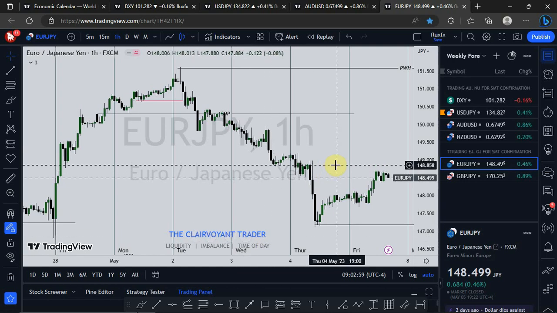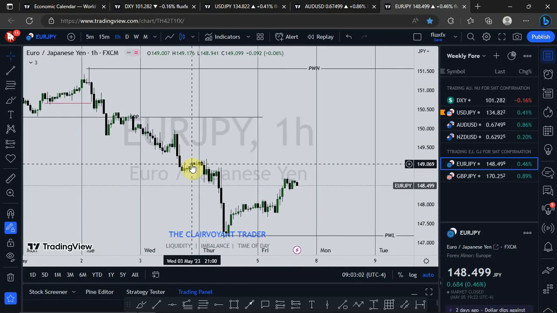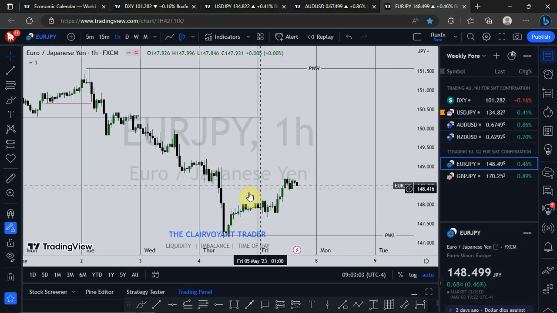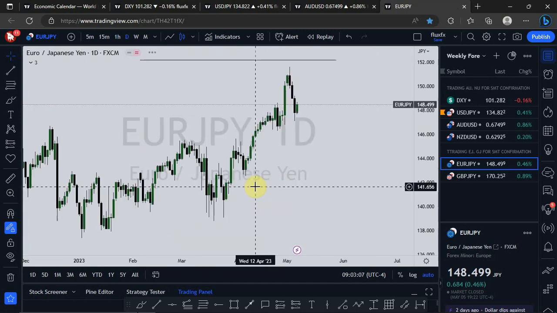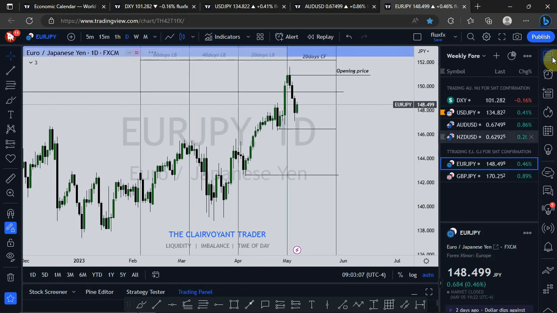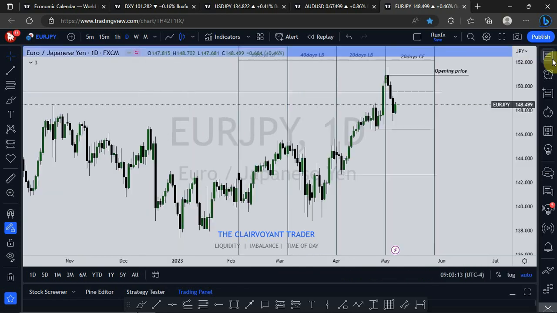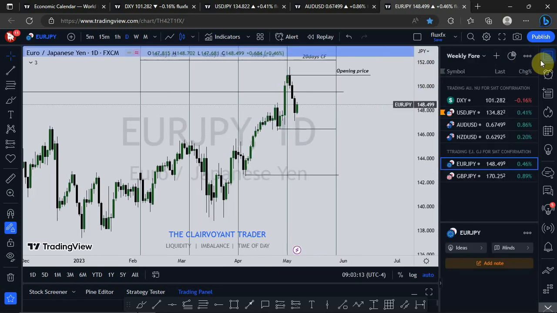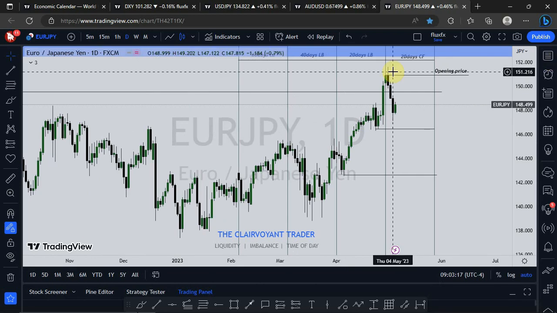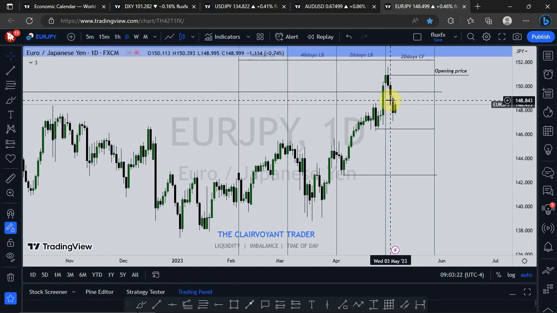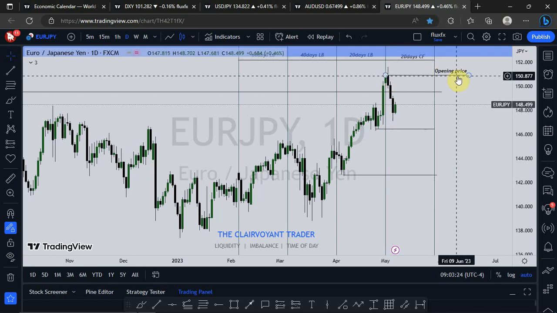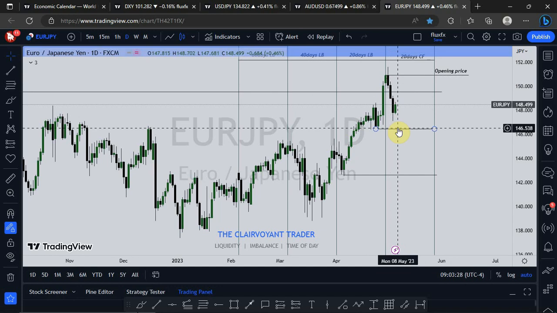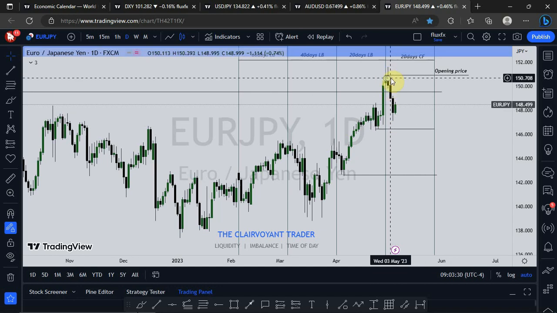So going into next week on EURJPY, let's move to the daily and see what is happening on the daily time frame. At the moment, we've already seen price moving out from this range. Look at how price reacted. This is the open price for May. And you see, before price moved to the downside, it went above the open price.